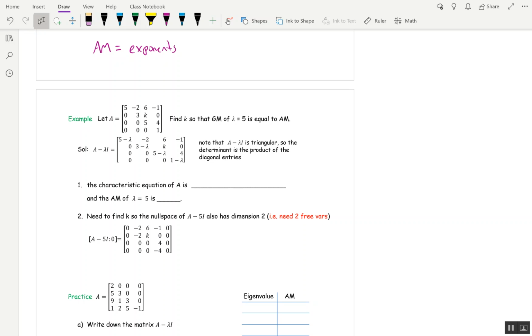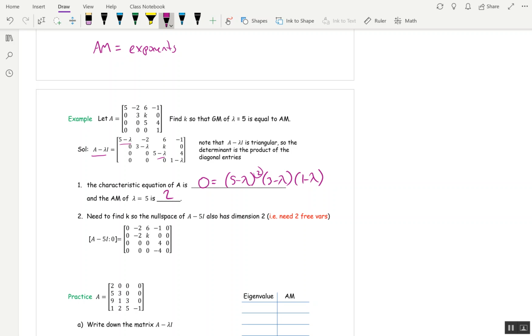Let's first write down the characteristic equation of A. So what I did is I wrote down A minus lambda I. And so the characteristic equation is the determinant of that matrix. But that matrix is triangular, so the determinant is simply the product of the diagonal entries. So 0 equals, I've got 5 minus lambda squared, and then I've got a 3 minus lambda and a 1 minus lambda. All right. And so the algebraic multiplicity of lambda equal 5 is 2 because that's my exponent.